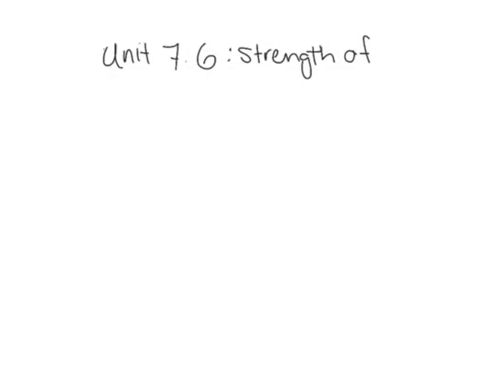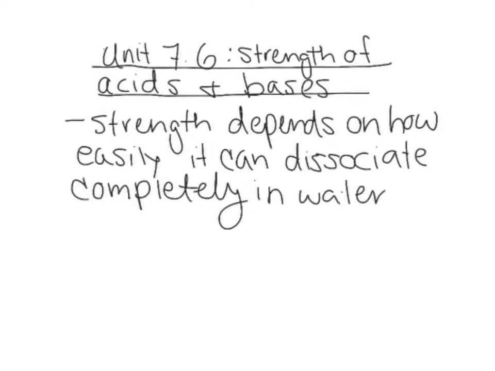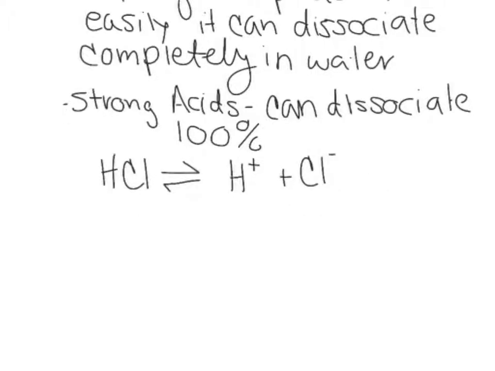This is Mrs. Nyman. We're on Unit 7.6, which is on the strength of acids and bases. We've talked about this a little bit, but we haven't gone particularly in depth with it. The strength of an acid or a base depends on how easily it can dissociate completely in water. If you have a strong acid, that means it can dissociate all the way. 100% of the acid molecules will dissociate into their ions.